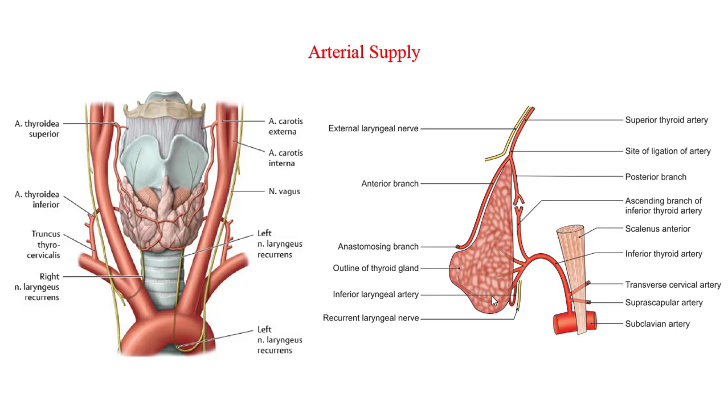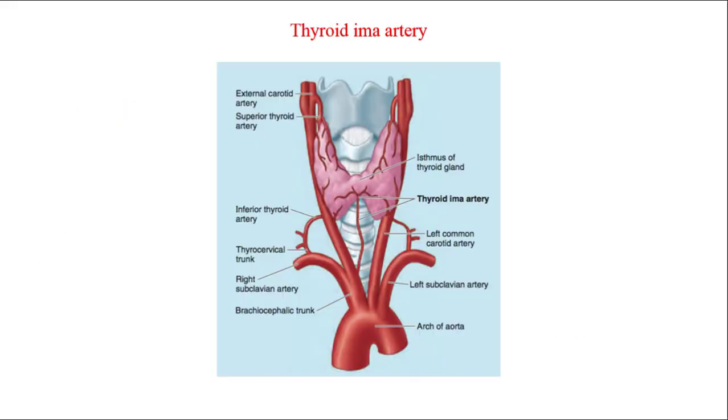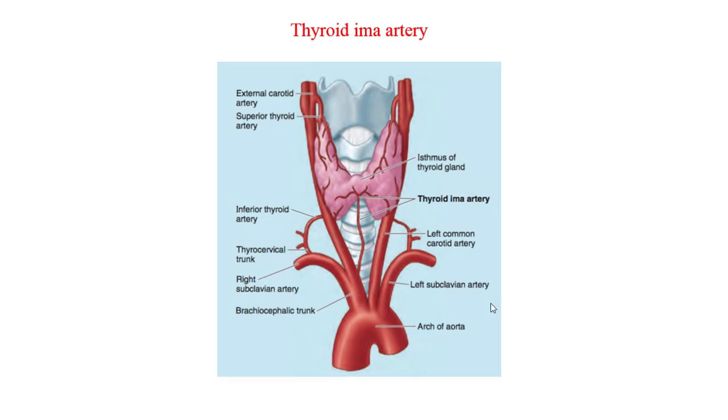It is important to note that the superior and inferior thyroid arteries anastomose with each other, both from the same and the opposite side. About 10% of the population have an additional non-paired artery that supplies the thyroid gland called the thyroid ima artery. If present, this artery most often arises directly from the brachiocephalic trunk, but can occasionally come directly from the arch of the aorta or the right common carotid artery.